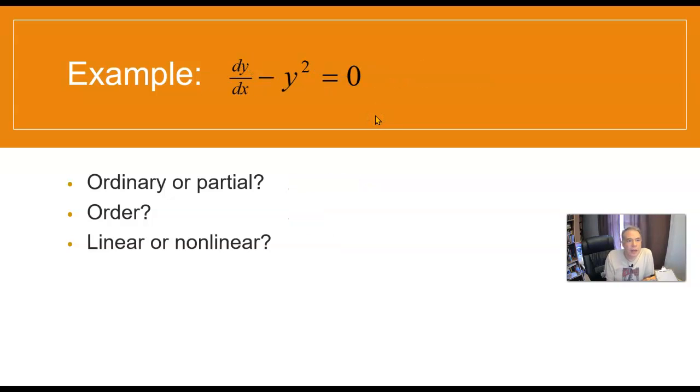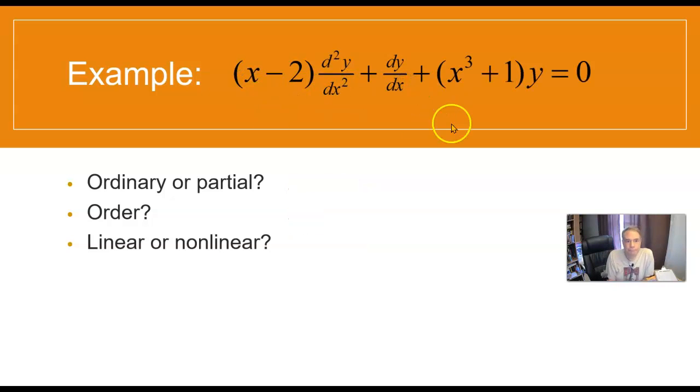How about this one? dy dx minus y squared equals 0. Still ordinary, still first order, but this time it's nonlinear because we have y squared. So if y, the function, the dependent variable, is having anything happen to it, like being squared, it's no longer a linear differential equation.